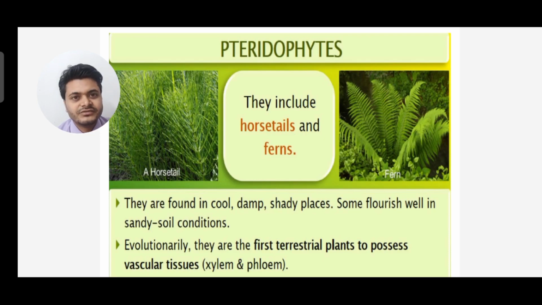Evolutionarily, they are the first terrestrial plants to possess vascular tissue, that is xylem and phloem. The function of xylem is to transport water from roots to stem to all parts of the plant, that is leaf and all. The function of phloem is to translocate food to all parts of the plant body. Food is synthesized in the leaf by the process of photosynthesis, and from the leaves it is transported to the stem, roots, branches, everywhere.